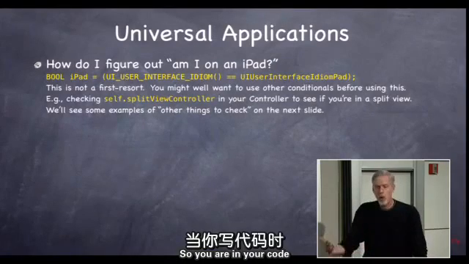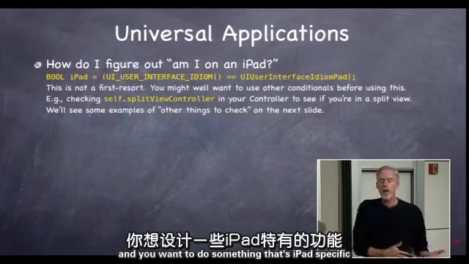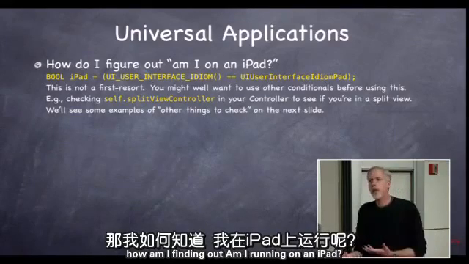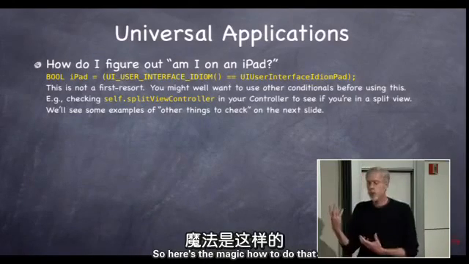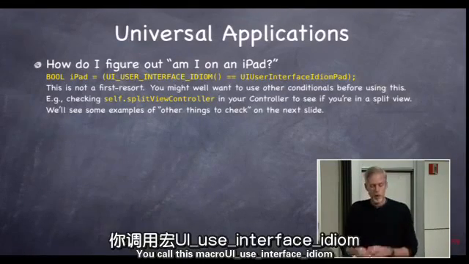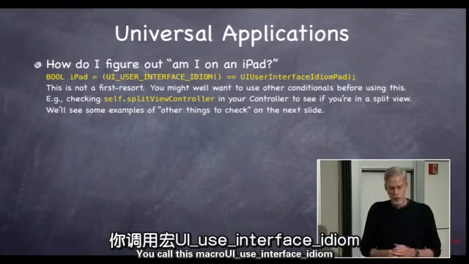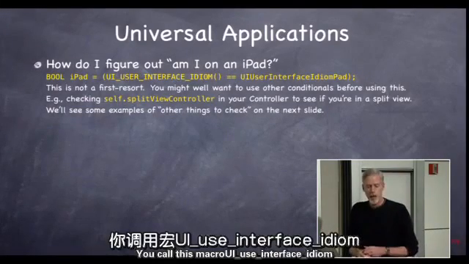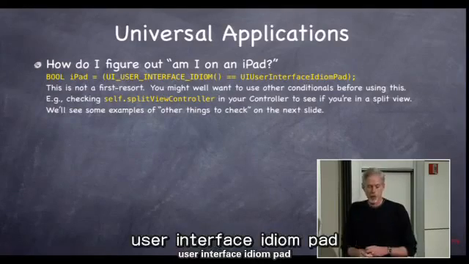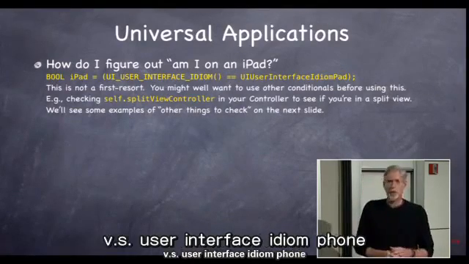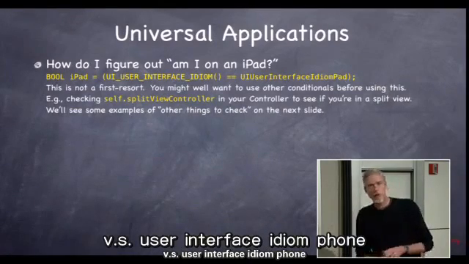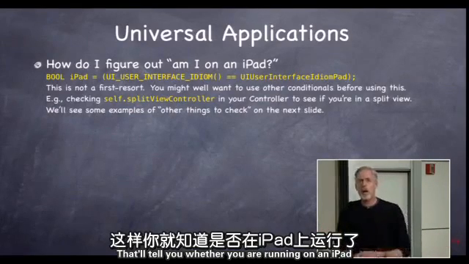So you're in your code, and you want to do something that's iPad-specific. How do I find out that I'm running on an iPad? Okay, so here's the magic, how to do that. You call this macro UI_USER_INTERFACE_IDIOM, and you ask if it's equal to UIUserInterfaceIdiomPad versus UIUserInterfaceIdiomPhone. And that'll tell you whether you're running on an iPad.